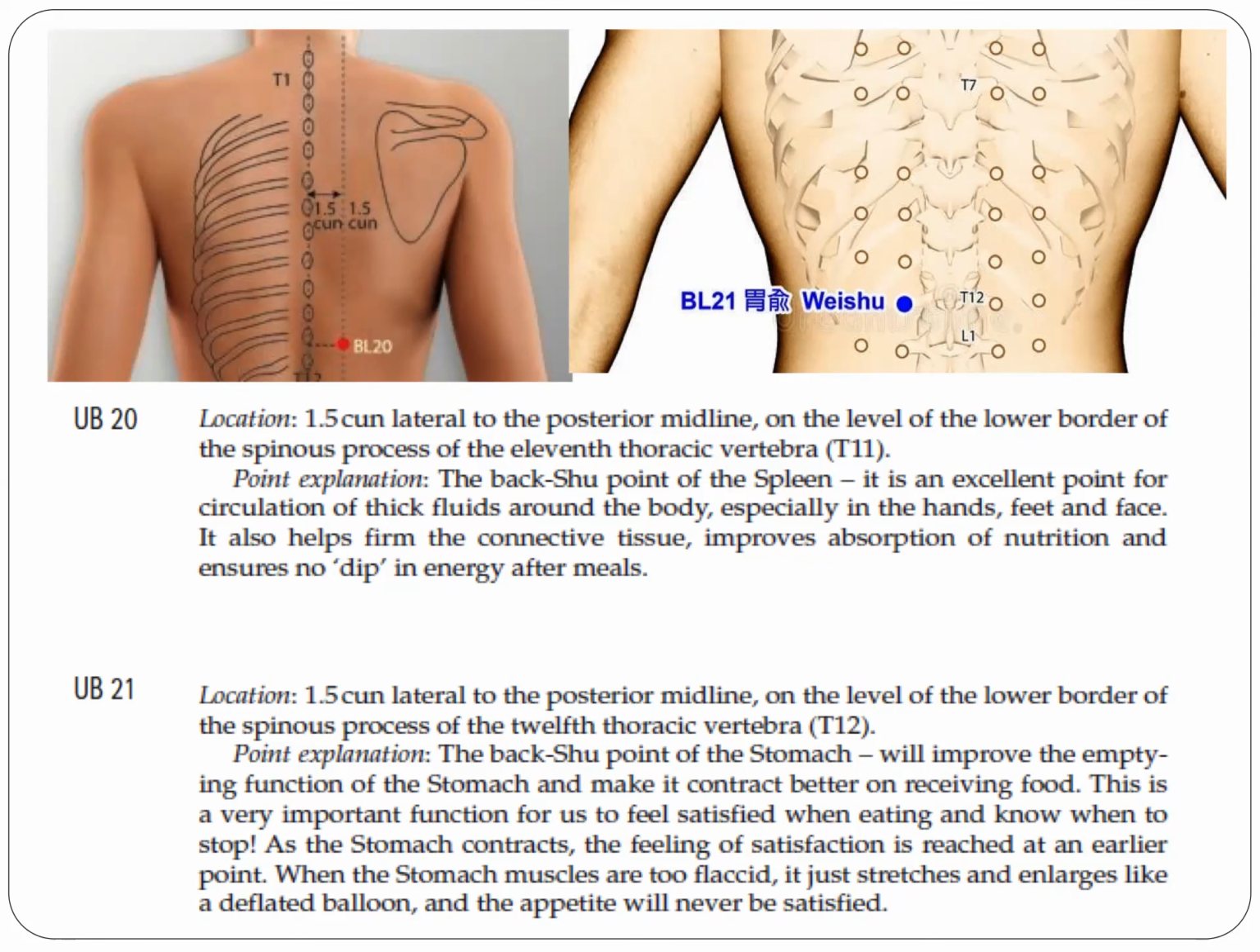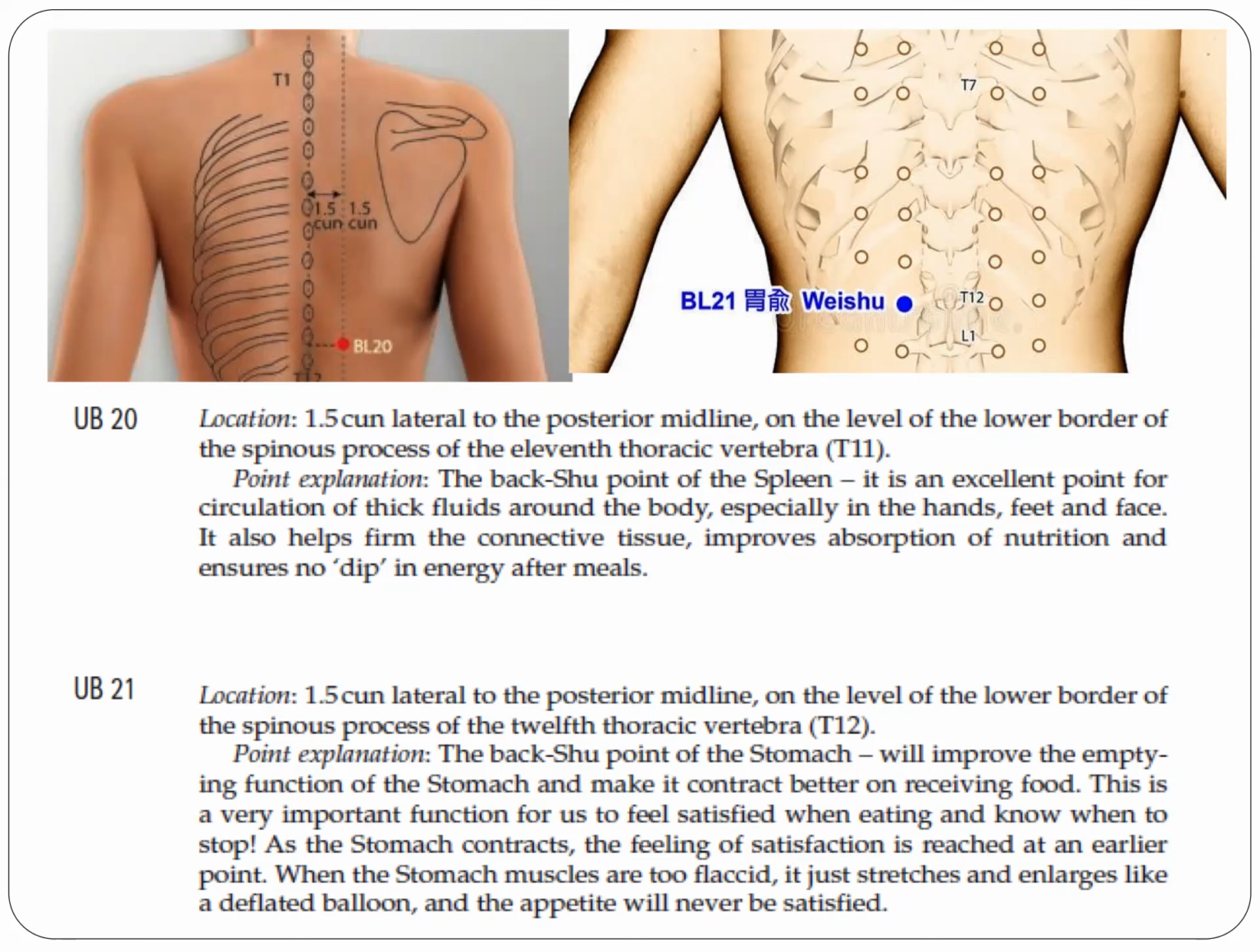Next point, we have the UB21, which is located 1.5 cun lateral to the posterior midline, on the level of the lower border of the spinous process of the 12th thoracic vertebra, or T12. This is the back shu point of the stomach. It will improve the emptying function of the stomach and make it contract better on receiving food.